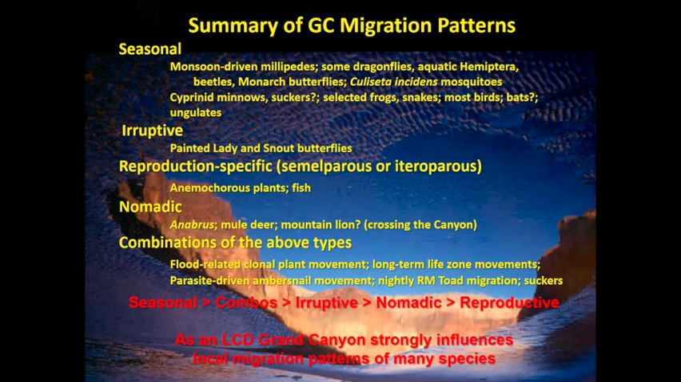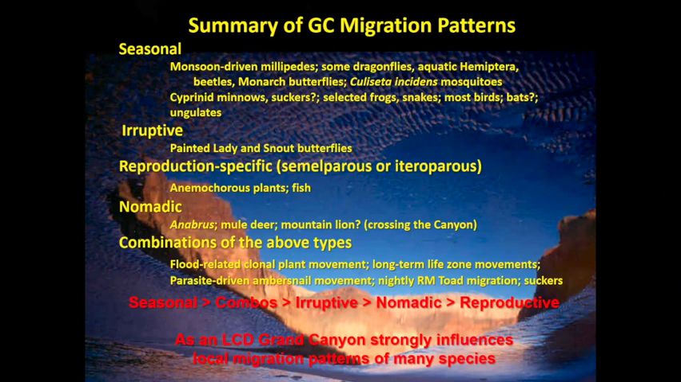And then there are many combinations of these above types of migrations: flood-related clonal plant movements, long-term life zone movements. The case of the Kanab amber snail, where the parasite drives it out of its habitat to make it conspicuous to birds. So it's, I guess, working for the parasite, not for the snail so much. And then other combinations of these above types.